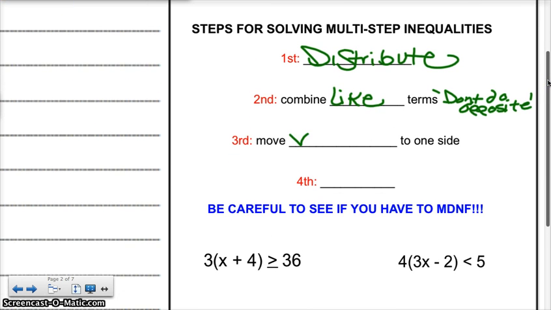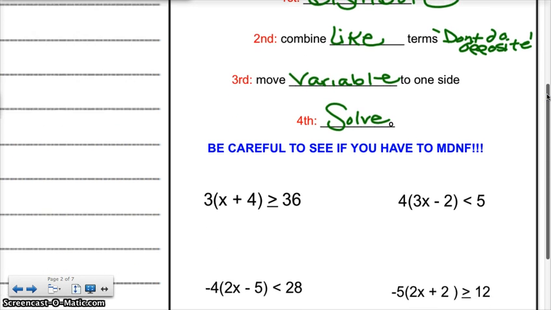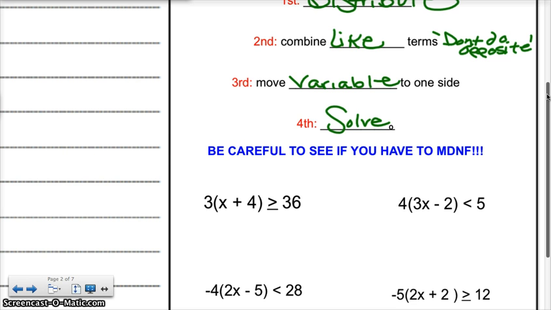Third, move the variable to one side. And lastly, you will solve. So we distribute, combine like terms, move variable to one side, solve. All right. Oh, look at this last thing. Be careful to see if you have to MD and F.